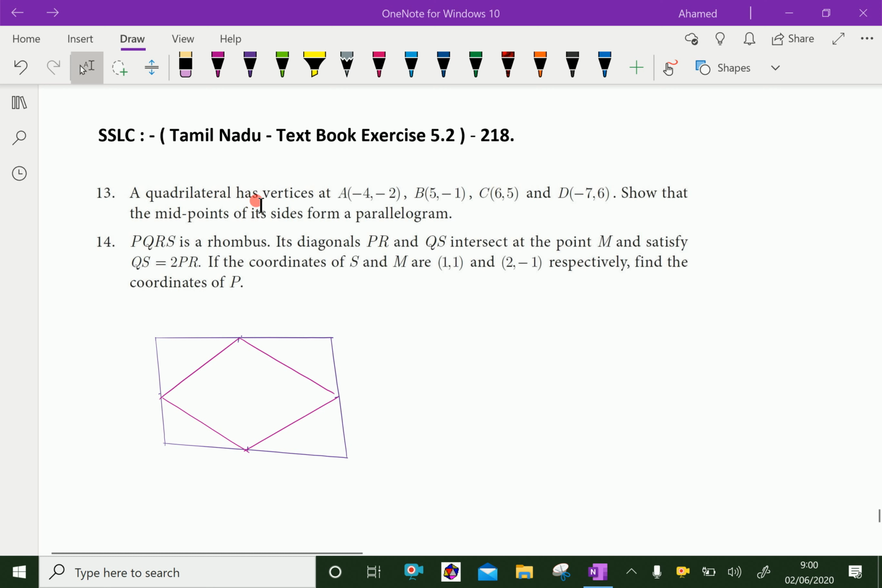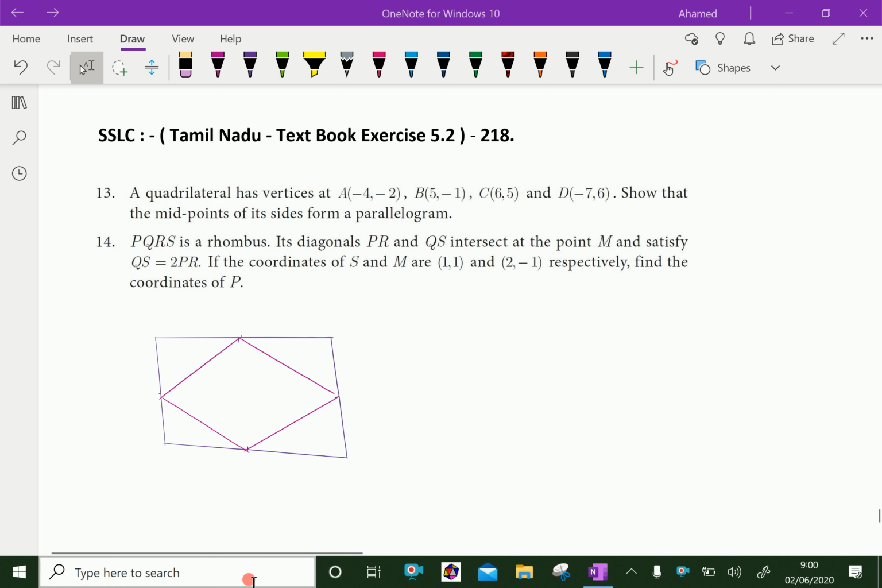A quadrilateral has vertices A (-4, -2), B (5, -1), C (6, 5), and D (-7, 6). Show that the midpoints of its sides form a parallelogram.